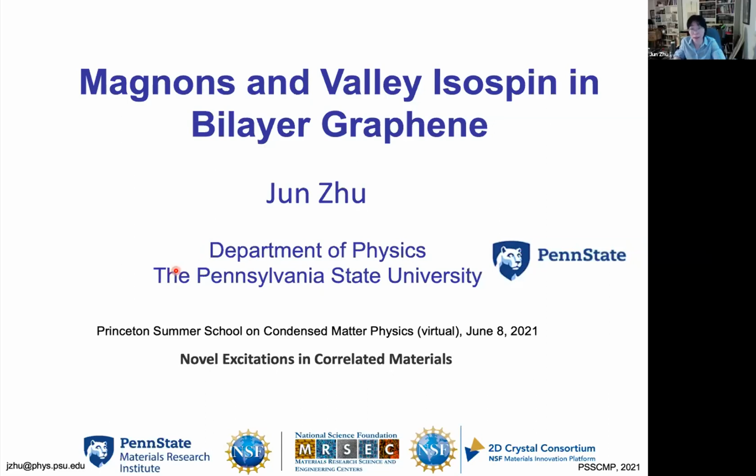So, good morning, good afternoon, good evening, wherever you are. I want to share with you some of our recent work in looking at magnons, which is a novel excitation. And that's the theme of the summer school this year. I also want to tell you a little bit about the valley isospin in bilayer graphene. This is a concept that has existed since the beginning of bilayer graphene, and I want to show you that it really does look like a spin-like degree of freedom with properly defined Zeeman energies that we can control. And this is a very powerful way of studying fundamental phenomena.